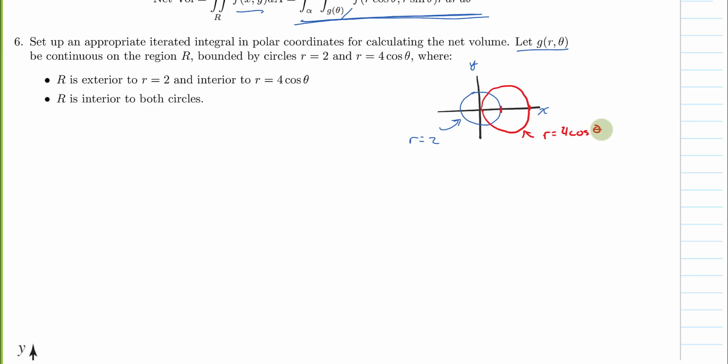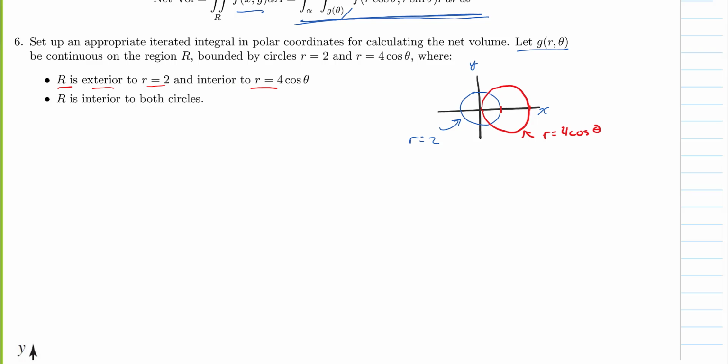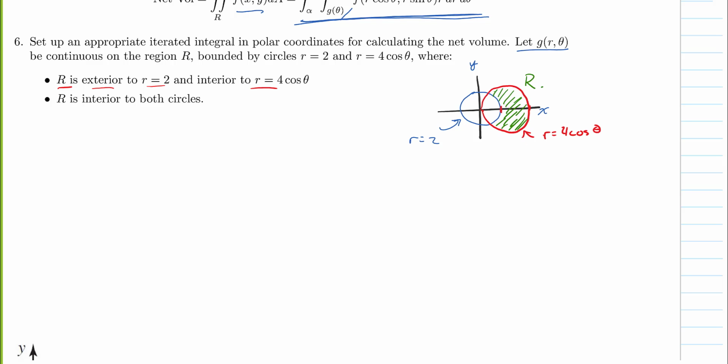Okay, so we've got these two boundaries, I guess, and first we're going to think of R as being the region that is exterior to r equals 2 and interior to r equals 4 cosine theta. So for this first example, this will be our R. You probably saw this in Calc 2, but I just want to make sure we think of this the right way.